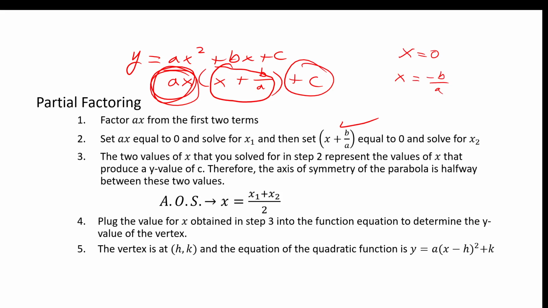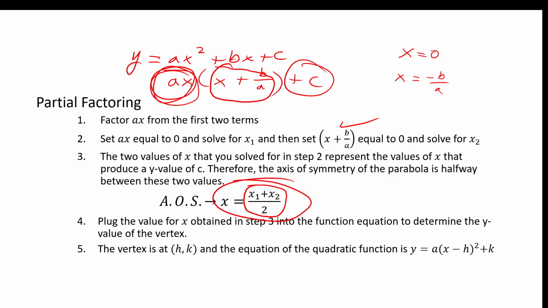Since parabolas are symmetrical, that means halfway in between those 2 x values will be the x value of the vertex. So in other words, the way to evaluate a number halfway in between 2 given numbers is to say x1 plus x2 quantity over 2. In between those 2, we will find the x value of the vertex. So the axis of symmetry will be at the vertical line x equals x1 plus x2 quantity over 2.